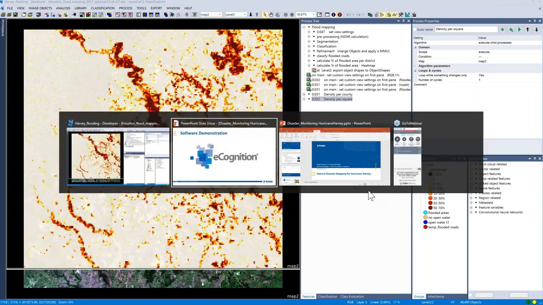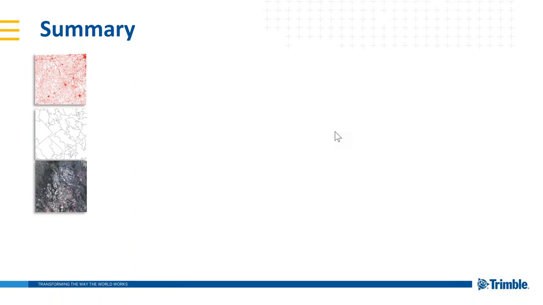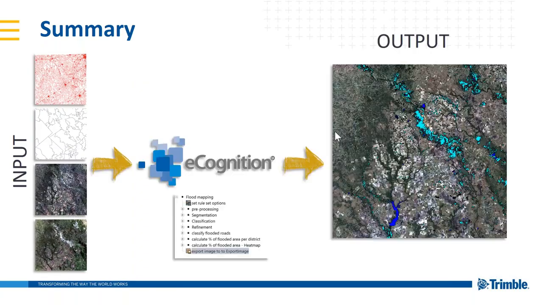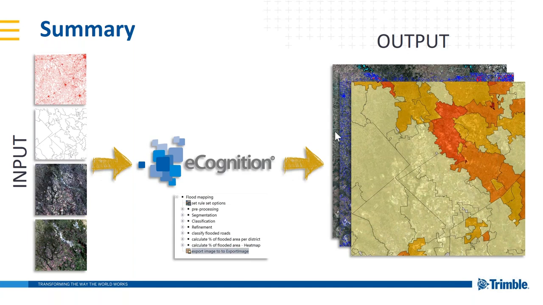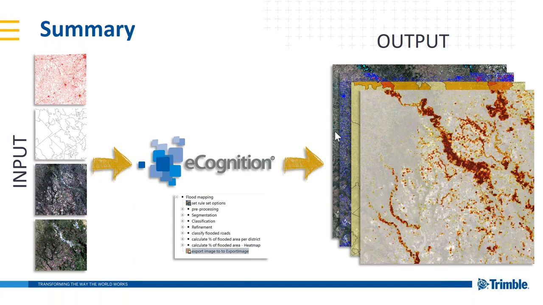Okay, so that was it for the demonstration. A short summary. We had different input data sets. We had shapefiles and raster data sets, and we fused them together in eCognition. We developed a rule set in a small subset and then applied it to the whole scene and generated 4 different outputs. One was the flooded area extent, then the affected roads was the second one, third one was the percentage of flooded area per county, and then the last one, this heat map looking like result.